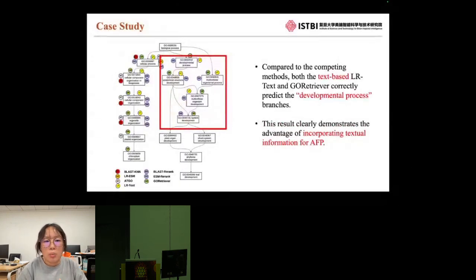And then we select one protein to understand the role of textual information in a case study. As you can see, compared to the comparative methods, both the text-based methods, LR test, GORetriever, and other methods with Rerank, can correctly predict the developmental process branches well. And this result clearly demonstrates the advantage of incorporating textual information for AFP.